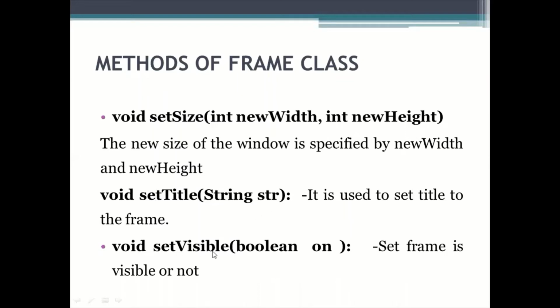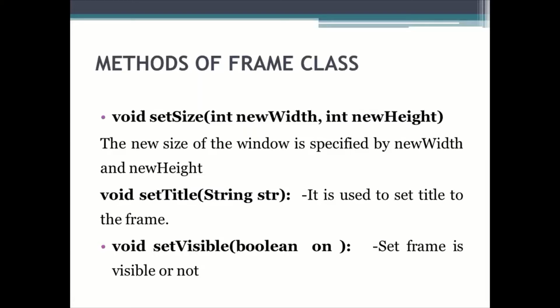Then void setVisible, boolean on, sets whether the frame is visible or not. This method is very important. We need to put this parameter as true, then only the frame will be visible, otherwise the frame will not be visible. Suppose you are not using this method or not putting this parameter as true, then the frame will not be visible to you. Here boolean on means you need to write true, then only the frame will be visible.